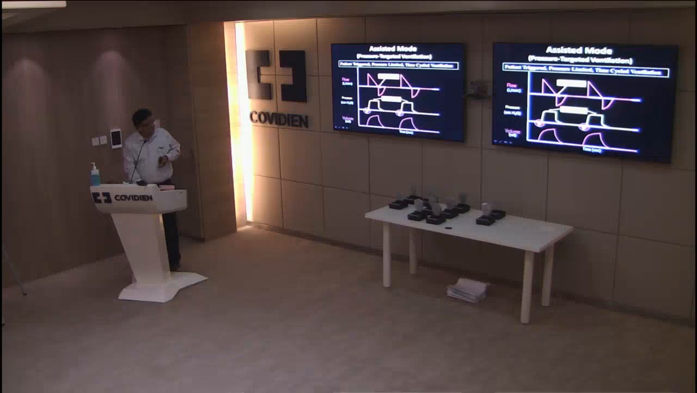But it is time cycled. So you keep a certain rate and you keep a certain I:E ratio. Generally, what we do is keep a certain rate, say 20, and an I:E ratio of 1:2. When you take a rate of 20 and an I:E ratio of 1:2, it means each breath is 3 seconds.